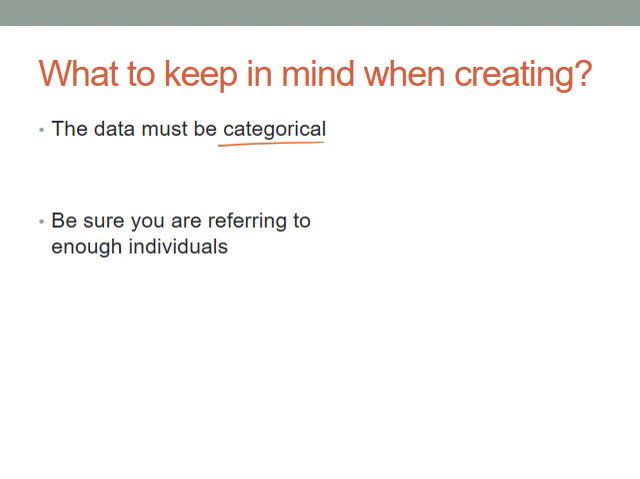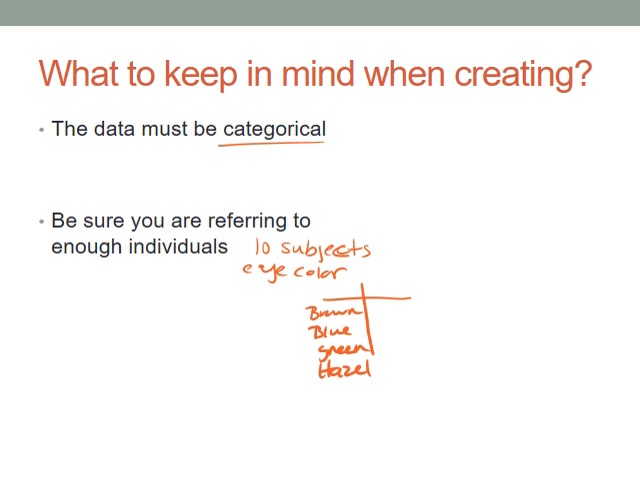Second, make sure you're referring to enough individuals. So let's say you surveyed 10 subjects to report on eye color. And you could end up in a situation where you have brown, blue, green, hazel, right? And within that, you might only have a total of 2 or maybe 4 in every category. That's not going to really give you a great set of information. So make sure you have enough people that you have asked or enough subjects in your study.